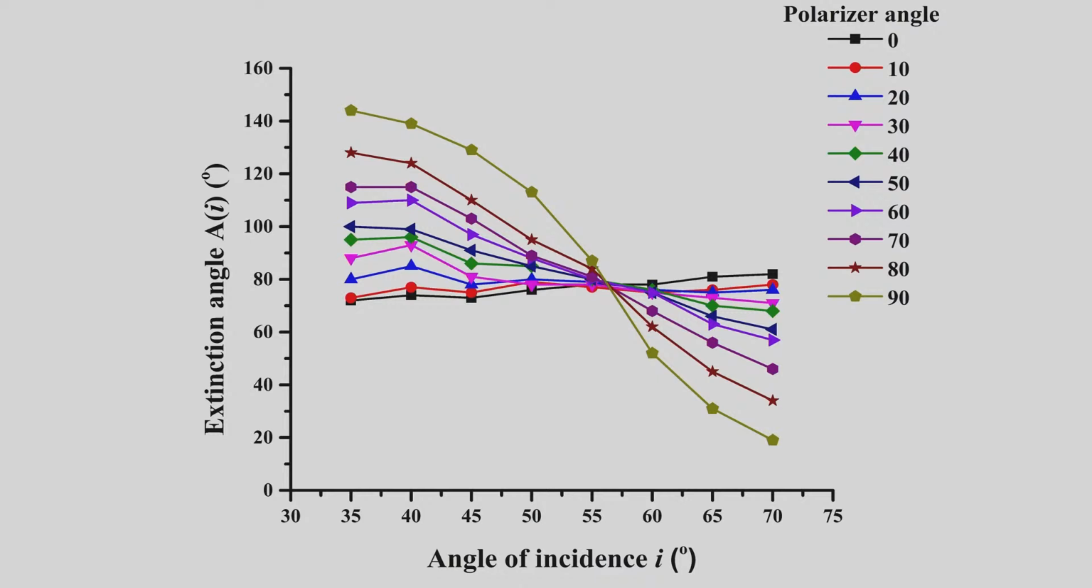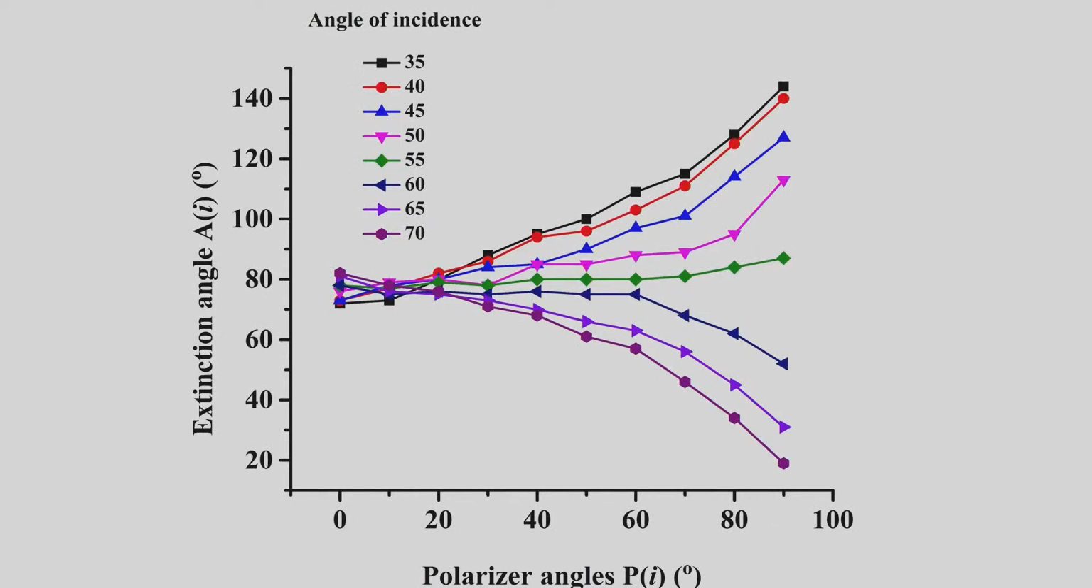Now how do you know that this is the plane of incidence? It's because the polarizer angle, which is between 10 and 20, is a near straight line. So that corresponds to the plane of incidence.